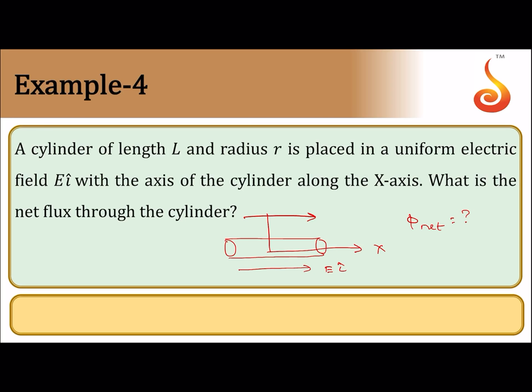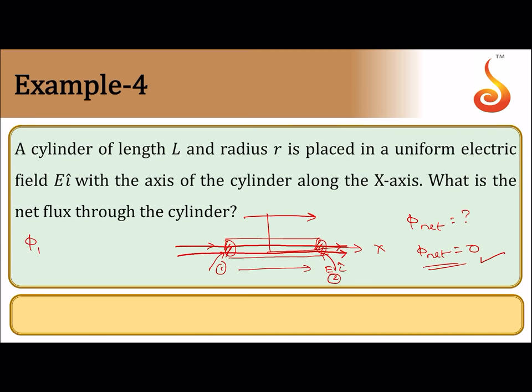Yes, if you figured out that phi net equals zero, you are on the right track, because any field line entering along this way will now pass through and come out. No field line is captured within. All field lines that enter will exit the cylinder. Therefore, phi net is zero. Or you can say, if I call this surface 1 and I call this surface 2.